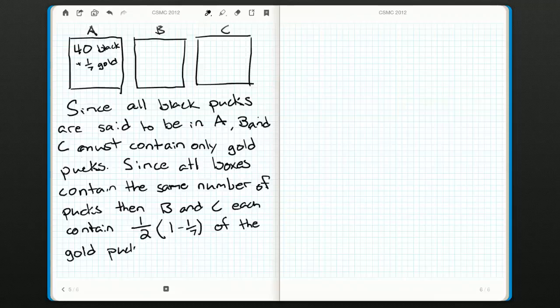So that's what this 1/2 is. We're dividing the remaining gold pucks in half. We don't know how many gold pucks there are to begin with. We only have this ratio. We know that 1/7 of them are in A. So 1 minus 1/7, there's 6/7 of the gold pucks left. We have to split that evenly between B and C. So that's 1/2 times 6/7. So 3/7 of the gold pucks.